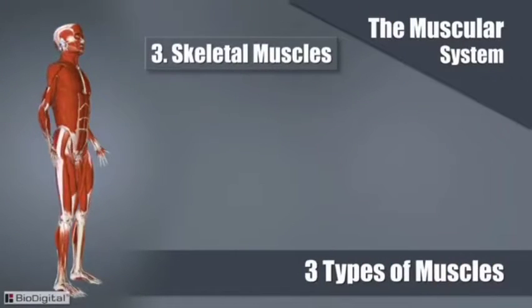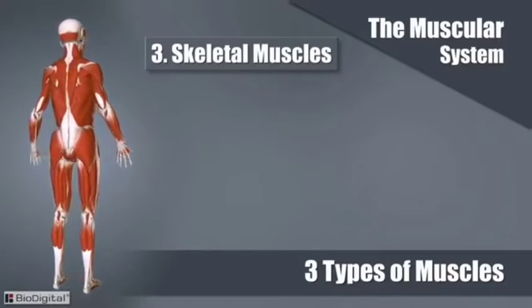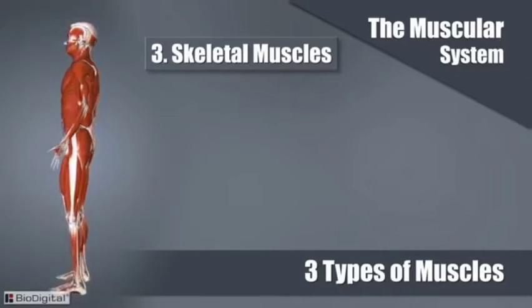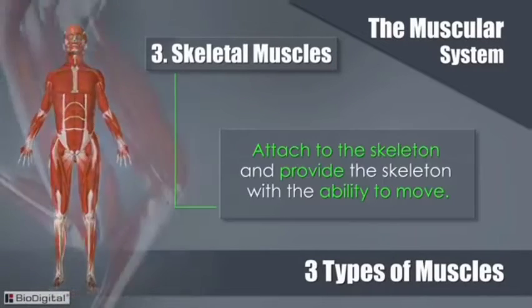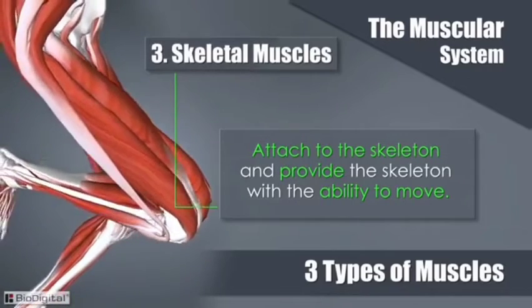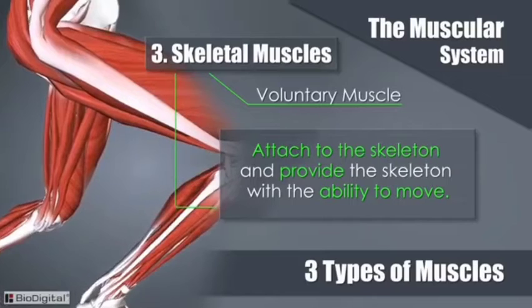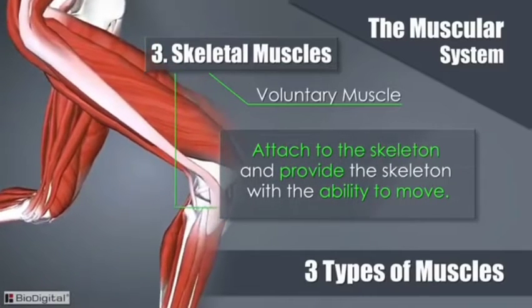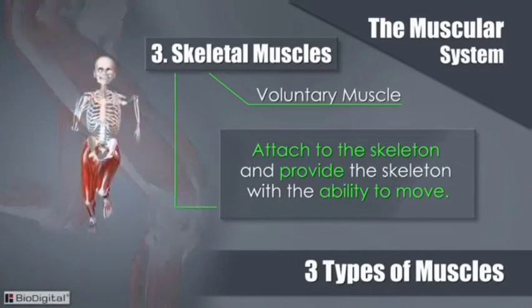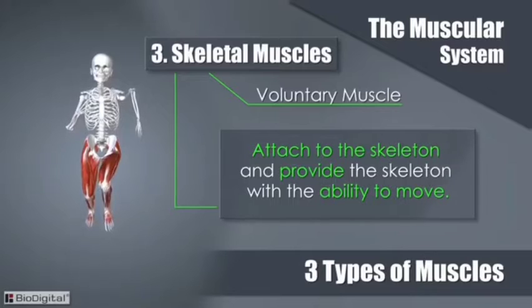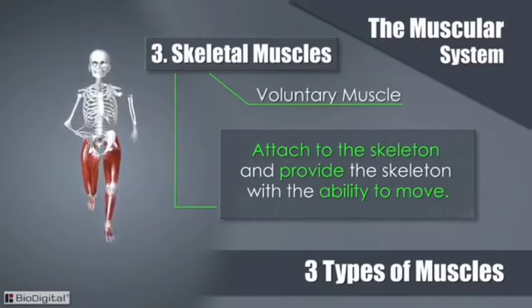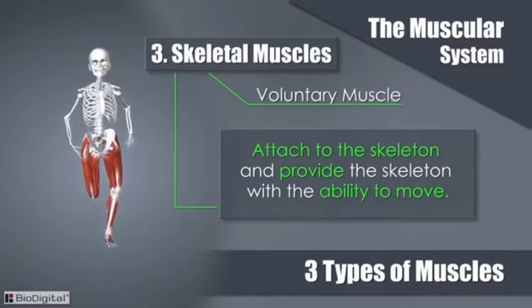And the 3rd type of muscle is the skeletal muscle. These are what we typically think of when talking about muscle. These muscles attach to the skeleton and provide the skeleton with the ability to move. The skeletal muscles are classified as voluntary. This is because we have to make a conscious effort or decision to make them move.